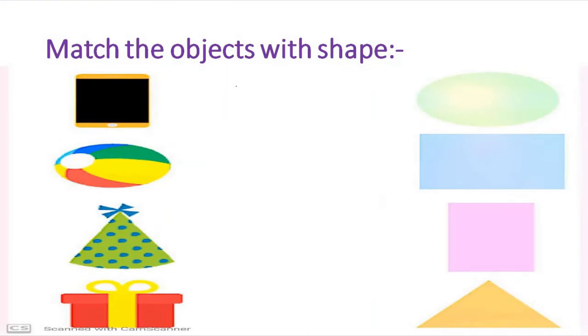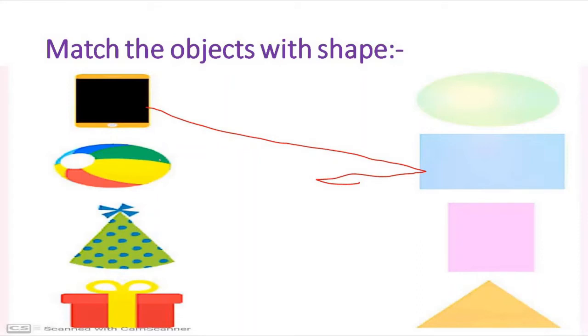Match the objects with shape. What we have right now, match the objects with the shape. Look at the picture. There are different real life objects. This is the TV screen, ball, birthday cake, and a gift box. What we have to do? We have to match these with the shapes. So, which shape is this? Yes, this is a rectangle. Match it with this.